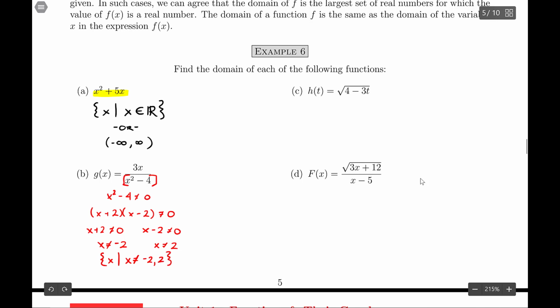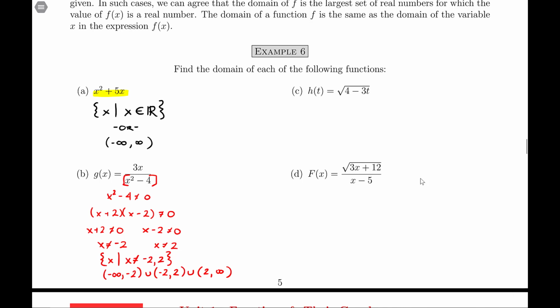If you wanted to write it in interval notation, it's negative infinity to negative 2, then from negative 2 to 2, and then from 2 to positive infinity. So again, either one of those notations will work. You can probably see why I like set notation better, because when you get into the longer ones, it becomes a lot easier to write.